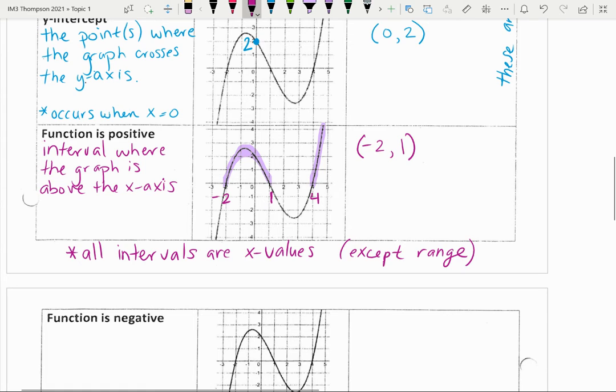The other part that is positive is going to start at 4, and it keeps going forever, right? Well, we can assume that goes to the right forever and up forever because I can't see any more of the graph. So this part of the interval is going to be from 4 to infinity. It doesn't include 4, and it can never include infinity.